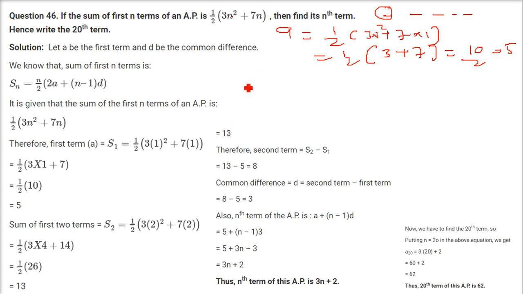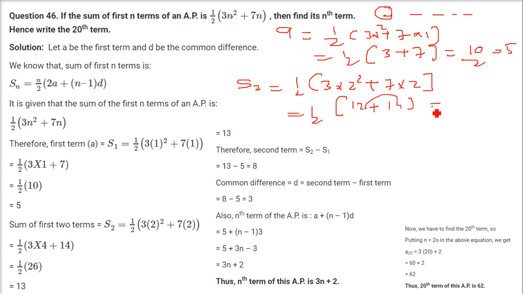Now the sum of the first two terms, S2, will be what? You just put 2 here. So half of 3 into 2 squared plus 7 into 2. You get half of 3 into 4, which is 12, plus 7 into 2, which is 14. So you get 26, and 26 by 2 is 13.